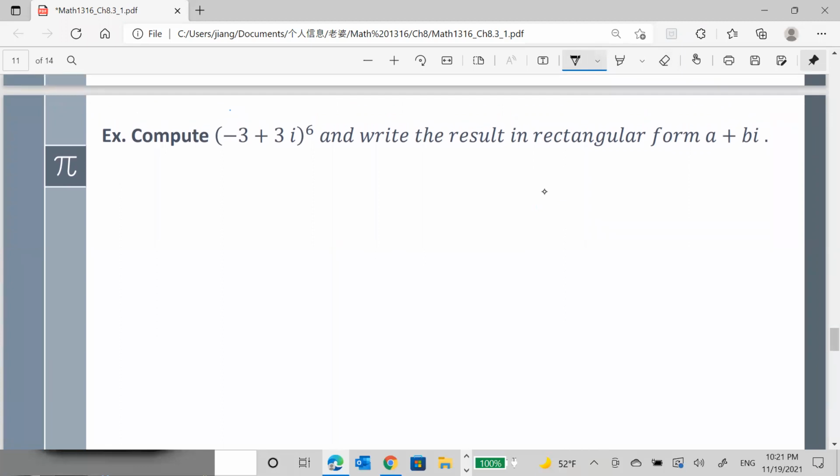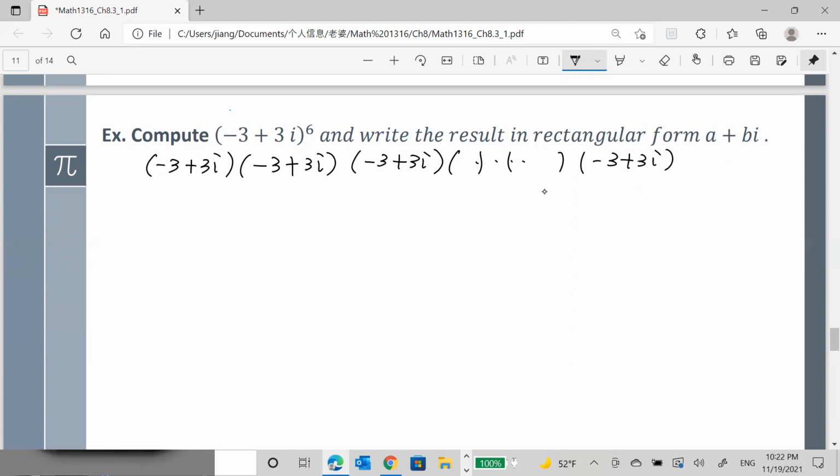Let's compute this one. Some students may compute this one by hand. That's negative 3 plus 3i times negative 3 plus 3i. Get the result of this, and then continue to multiply by negative 3 plus 3i, and then another one, and then the last one is negative 3 plus 3i, and totally I have 6 of them: 1, 2, 3, 4, 5, 6. So it's time consuming. It takes a long while to get a result. So we can convert this to the polar form, and then to the 6th power, we can find it.